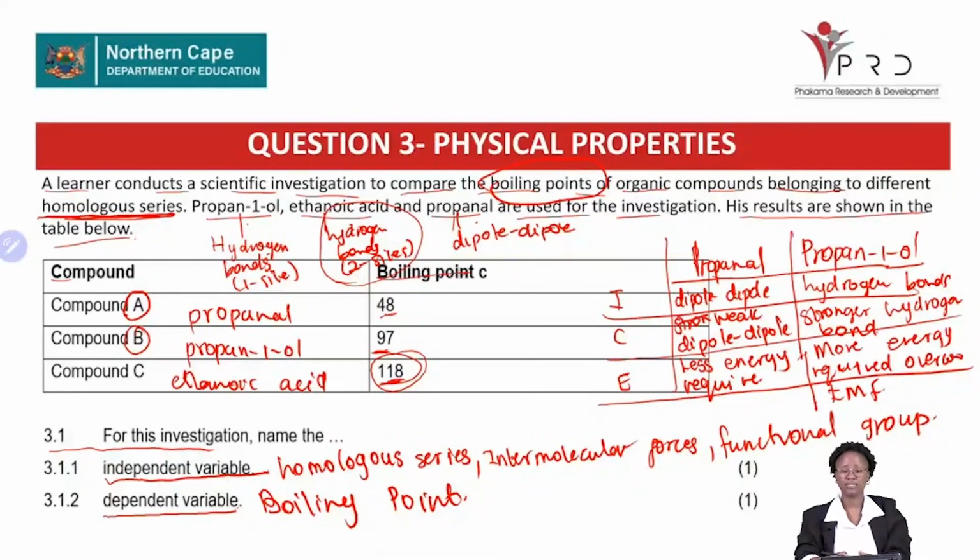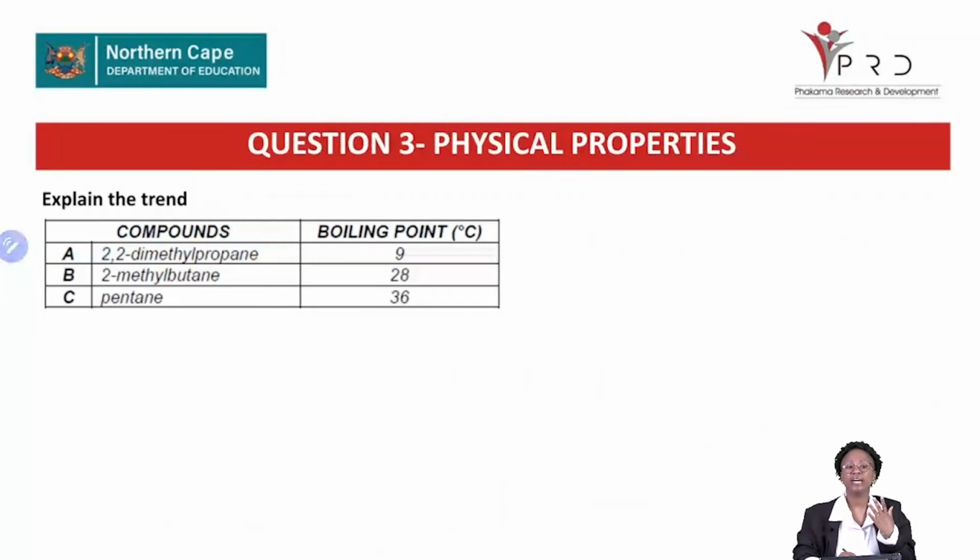There you have it. You have your total marks. Now let's quickly move on to a different way in which the examiner can ask the same question, but using the trend. Here the examiner is using organic compounds that belong to the same homologous series, meaning they have the same functional group and the same intermolecular forces. So what do you look for? Look for the chain length, the surface area, or the molecular mass. Let's look at this one. A, B, and C are all alkanes. Can you see they're all alkanes? They all belong to the same homologous series, so they all have London forces. So how do you explain the trend?